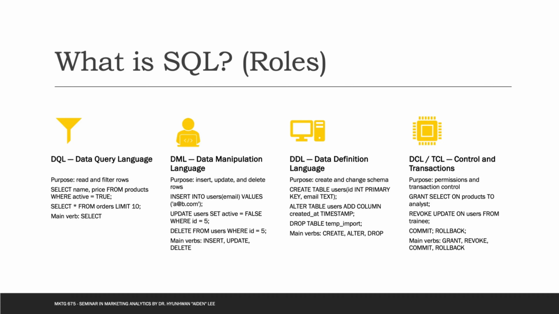Fourth, DCL and TCL, Data Control Language and Transaction Control Language. Purpose: permissions and transactions. Examples: grant select on products to analyst, revoke update on users from trainee. For transactions, commit to save changes, rollback to undo changes if something goes wrong. A quick rule of thumb: you will write select the most, insert and update quite often, create or alter when designing, and grant, revoke, commit, and rollback as needed for security and reliability.